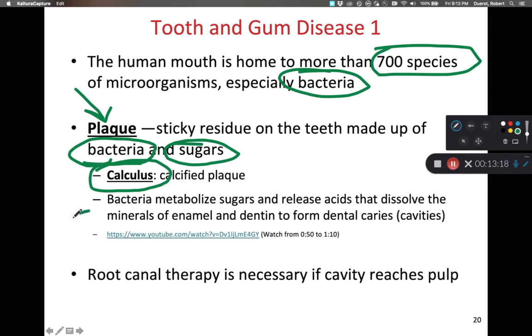If you want to see a YouTube video of some enormous calculi being removed from somebody's mouth, click on this link.